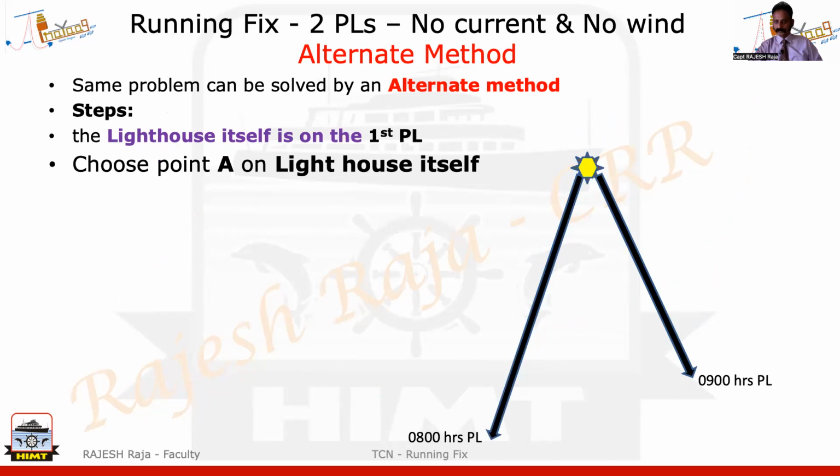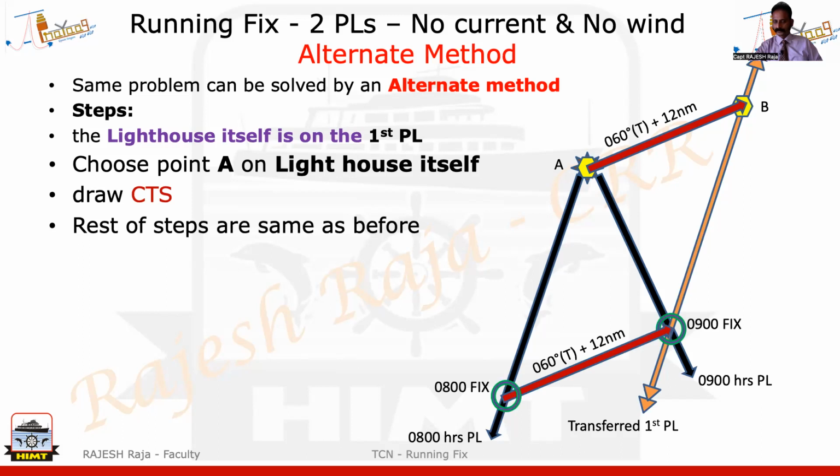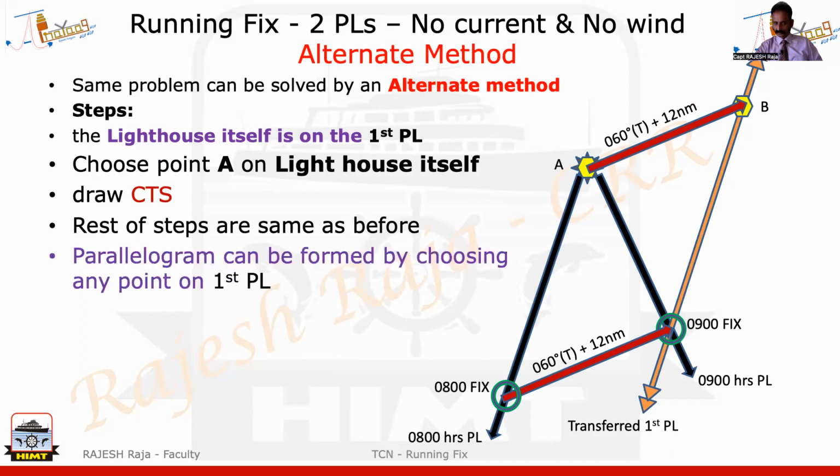Please see here, lighthouse itself as alpha. I can still do the run. I can still follow the same steps. And I can still get my position at 9 o'clock and 8 o'clock, and they are correct. So what was the difference between the previous slide and this slide? I have chosen alpha at the source of the position line.